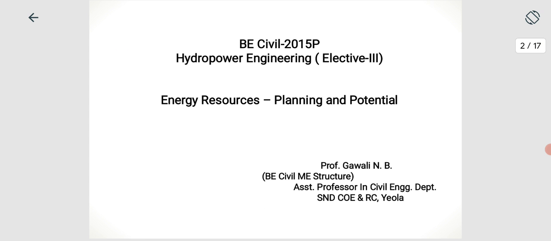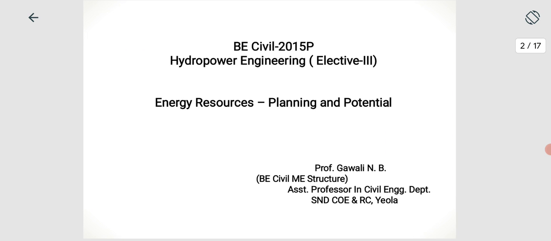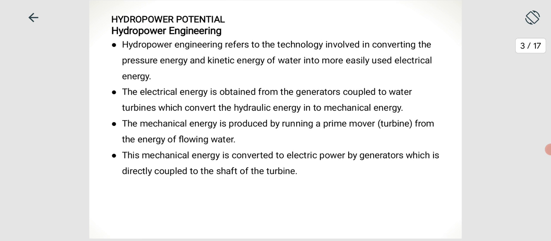So, first topic is the energy resources and planning and potential unit. In this unit, we have discussed the hydropower potential.